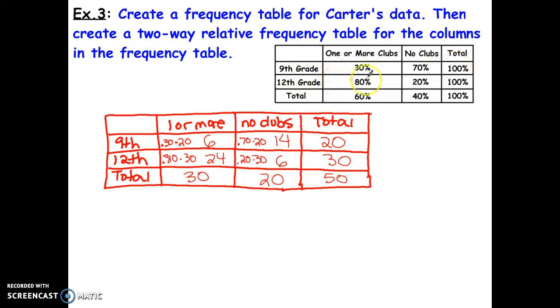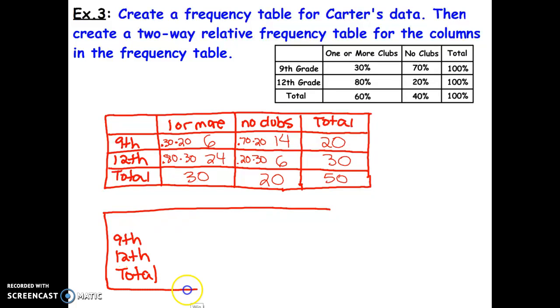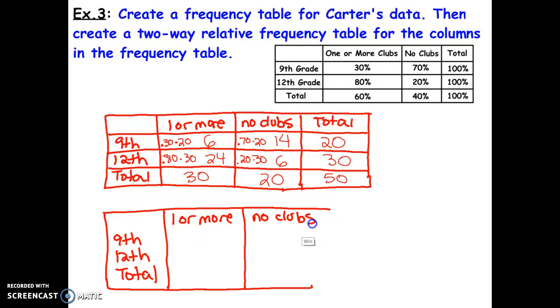So again, this is going by row. We see that each of our row totals are 100%. Now we're going to look at columns, and each of the column totals should be 100%. So again, I'm going to duplicate my table. 9th, 12th, total. One or more clubs, no clubs, and total.